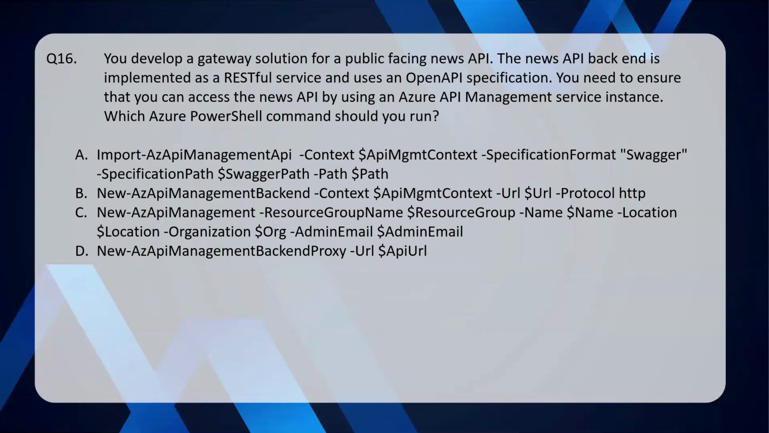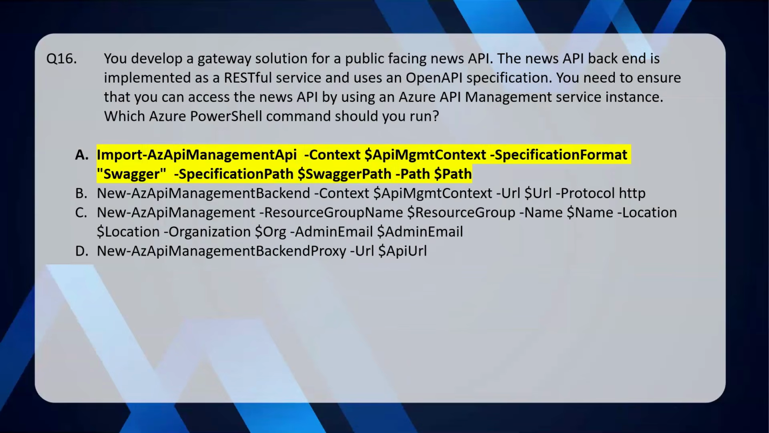And friends, you will need to make use of Import-AzApiManagementApi to import an API from a file or URL. New-AzApiManagementBackend defines a backend service. New-AzApiManagement is used to create a new APIM instance. And New-AzApiManagementBackendProxy creates a new backend proxy object.